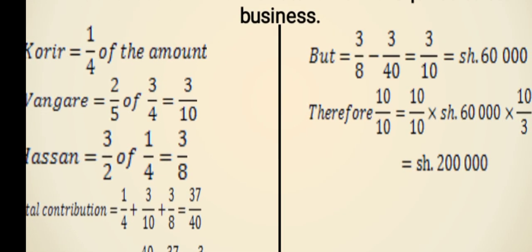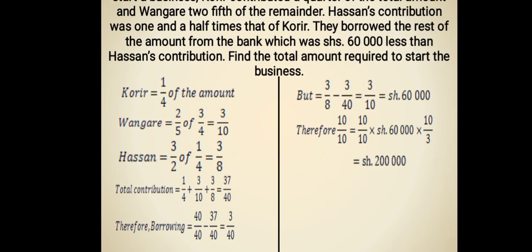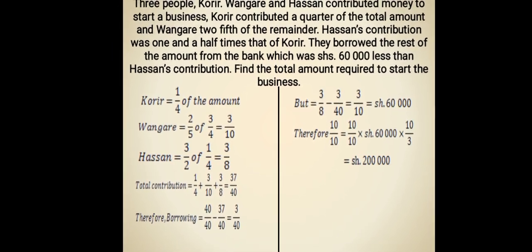Three people, Korir, Wangare, and Hassan, contributed money to start a business. Korir contributed a quarter of the amount and Wangare two-fifths of the remainder. Hassan's contribution was 1.5 times that of Korir. They borrowed the rest of the amount from the bank, which was 60,000 shillings less than Hassan's contribution. Find the total amount required to start the business.